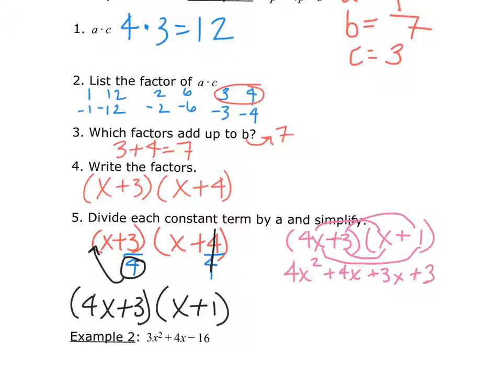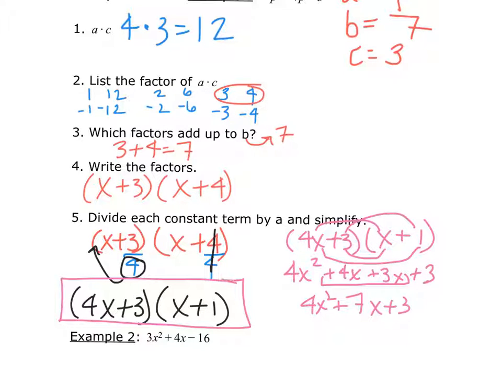Do I have any like terms I can combine? Yes. 4x and 3x is 7x plus 3 plus 4x. Is that what we started with? No. So that's our answer. So 4x plus 3 times x plus 1 is our answer. Is that okay?